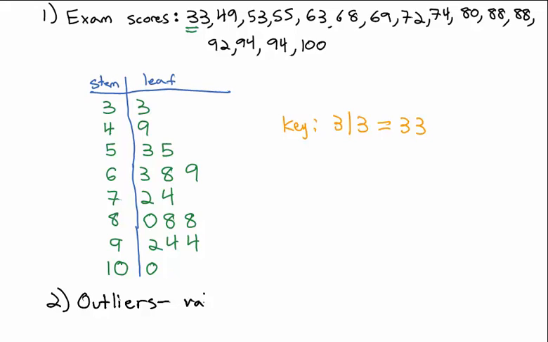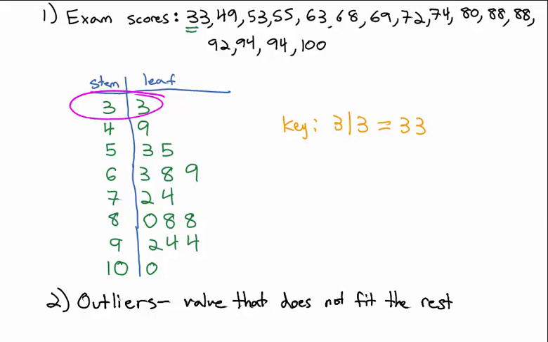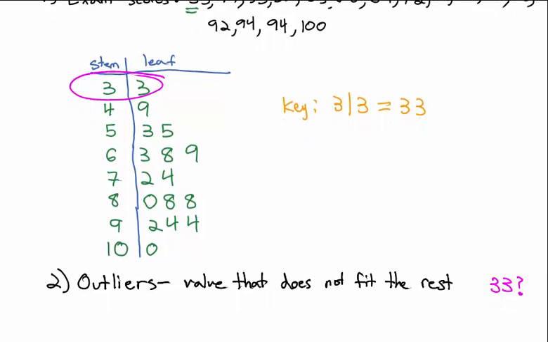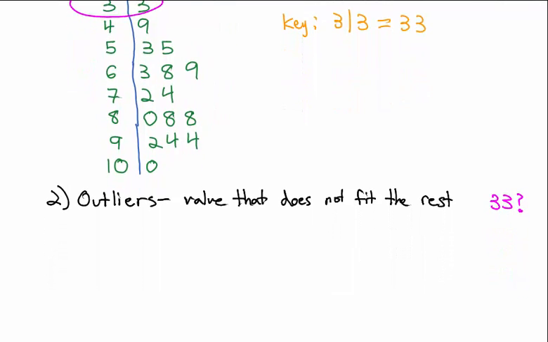An outlier is a value that does not fit the rest. And one thing we might notice is this 33 value is significantly separated from the rest. And so we might hypothesize that 33 might be an outlier. It might be way out from the rest of the data. So that's stem and leaf plots, or stem plots.